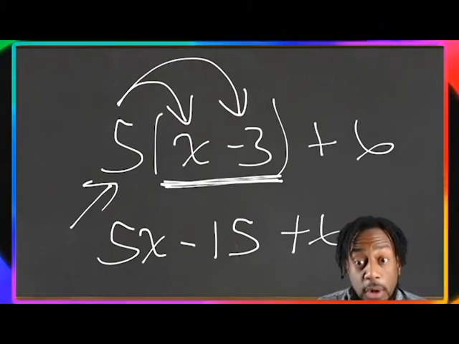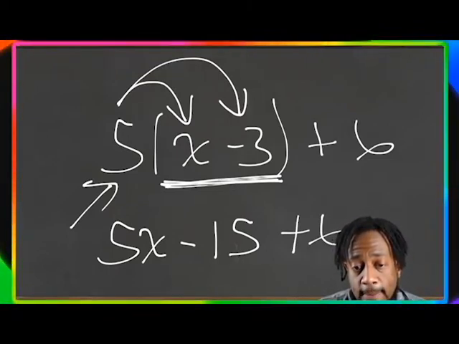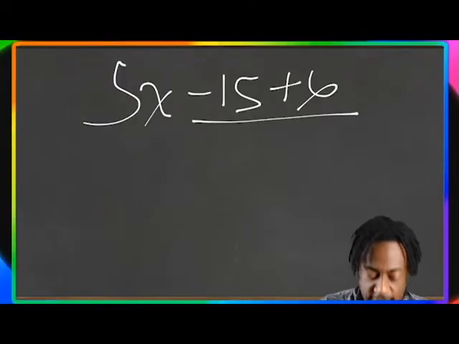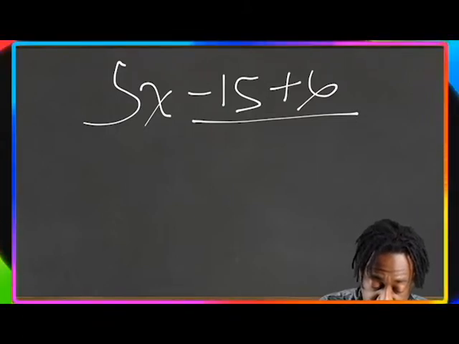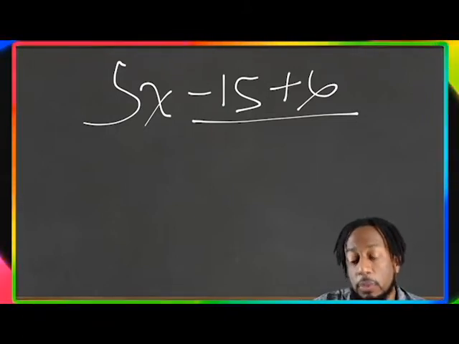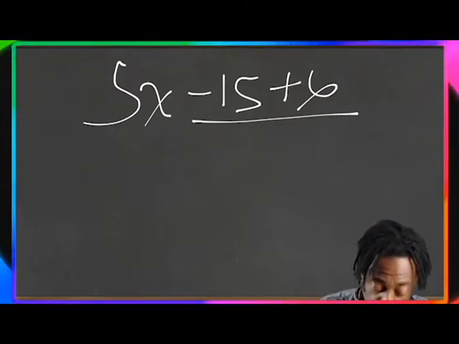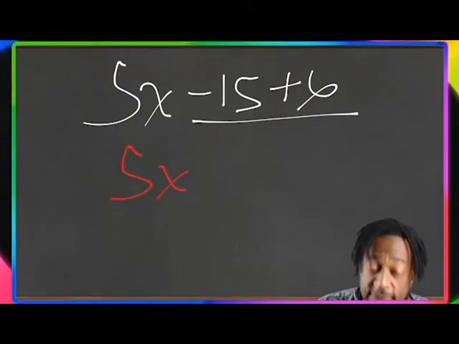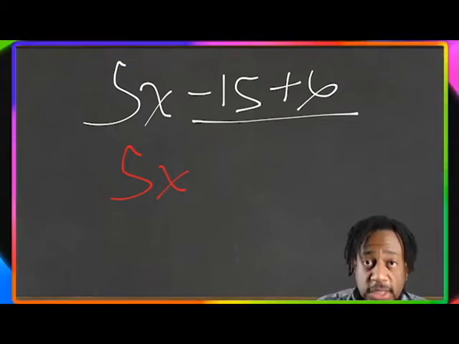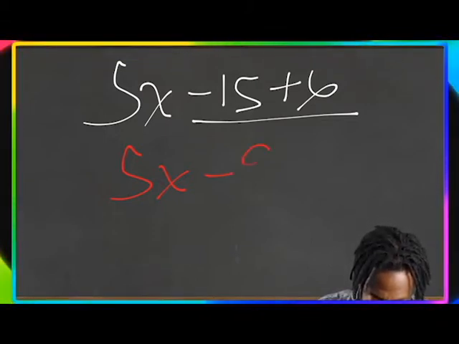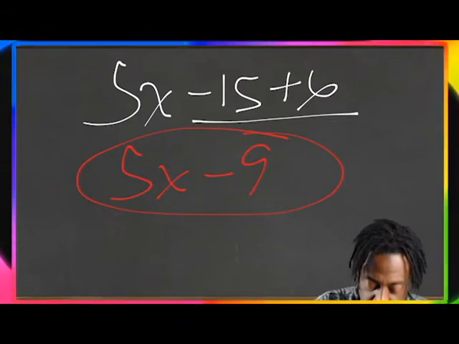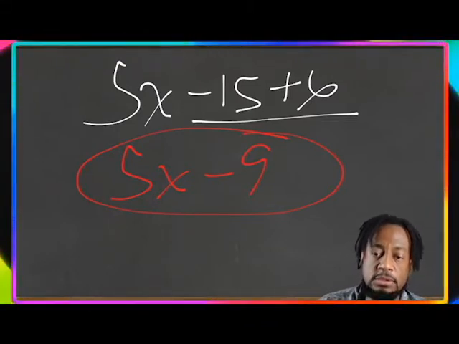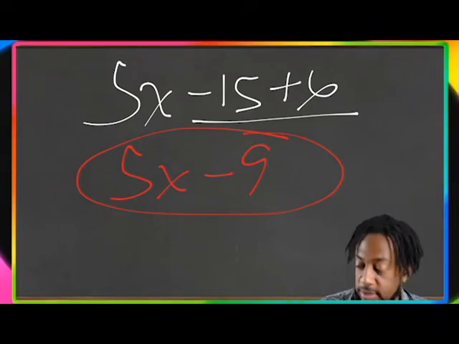All right. But are we done? No, we're not done. Combine the like terms. These are like terms. Remember, I said everything we brought from last lesson, we're going to bring to this lesson. We're going to make sure you understand, okay? So we got 5x, a negative 15. Use your number line, plus 6 will give you a negative 9, right? 5x minus 9 is your answer, all right?